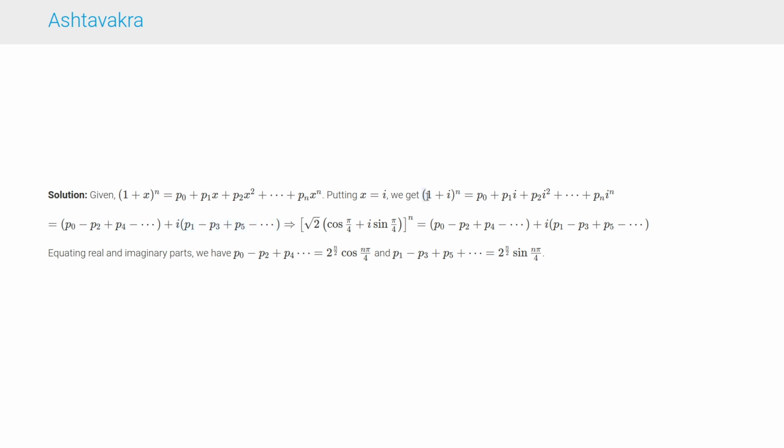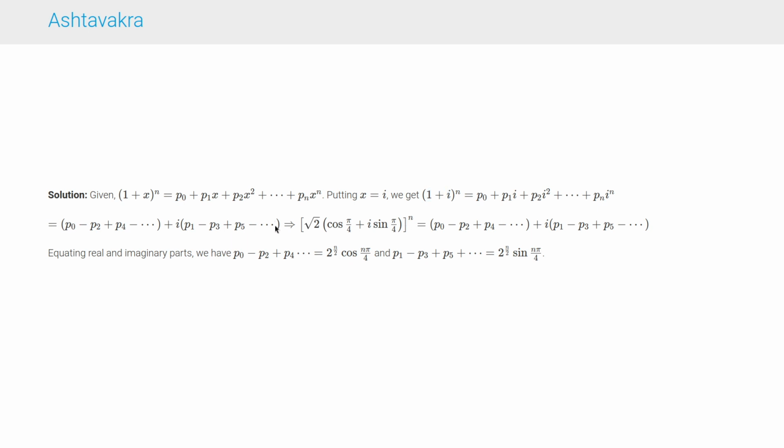Now this (1 + i)^n can be written as (√2 (cos π/4 + i sin π/4))^n. If you don't know how to arrive at this, what you should do is look at the modulus of this complex number. Modulus is square root of 2. You take that out, you will get 1/√2 + i times 1/√2. Now 1/√2 is nothing but cos π/4 and sin π/4. So that's how you convert a complex number from Cartesian form into polar form.